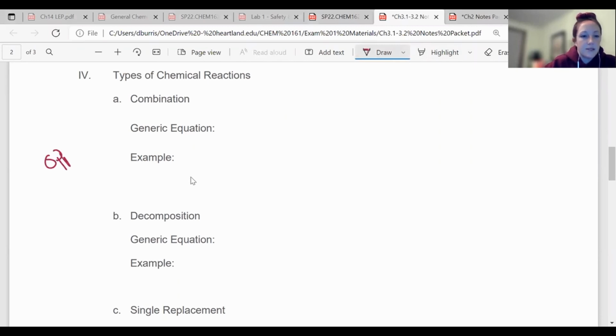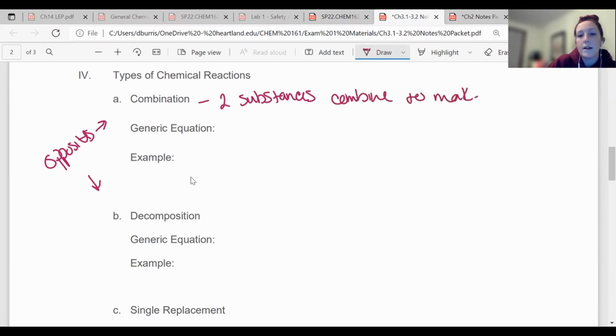So these are opposites. Something combining versus something decomposing makes sense, right? So combination is essentially 2 substances combine to make 1. All right. So the generic equation is like A plus B makes AB.